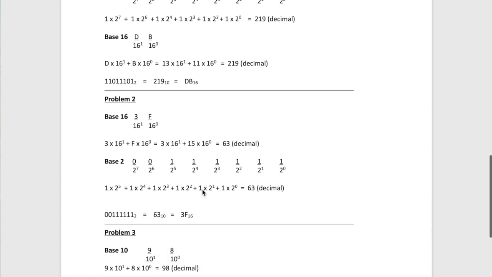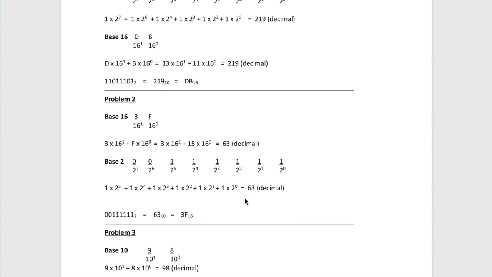Problem 2, 3F, base 16 given. 16 to the 0 for the F, 16 to the first for the 3. When I add these things up, I got 63. Put my byte down, 8 bits, and put some bits on and some bits off, such that they add up to 63. So the 5th one, 4th, the third exponent, the second, and the first and the 0th exponent was all on.